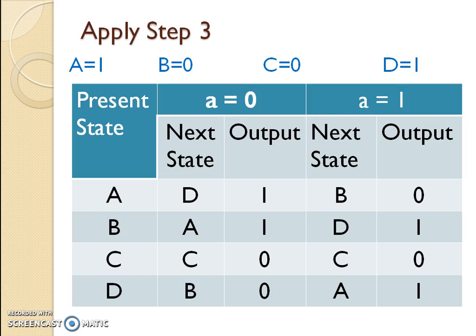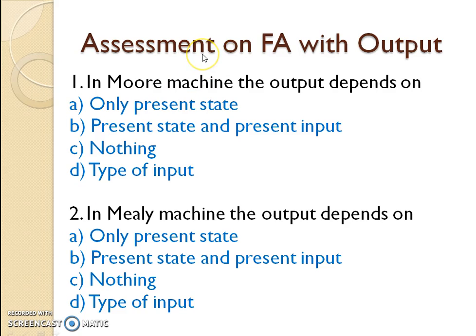Now before we take the next example, we should see some assessments on what you have learned till now. In the previous video, we learned about finite automata with output, which involves the Mealy machine and Moore machine definition and the difference. And this video is about the conversion of Moore machine to Mealy machine. Now these are some multiple choice questions. I hope you are sitting with pen and notebook so you can note down the answers.